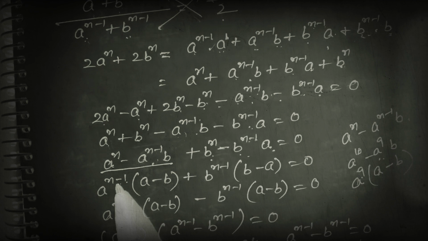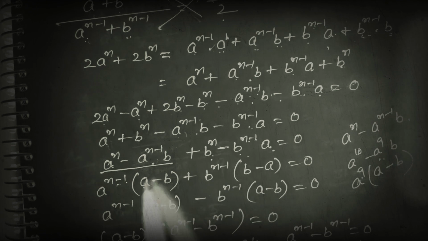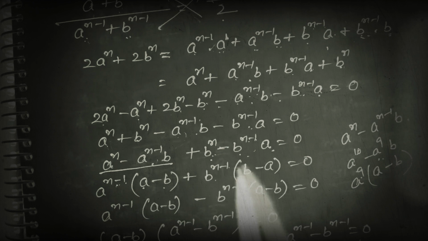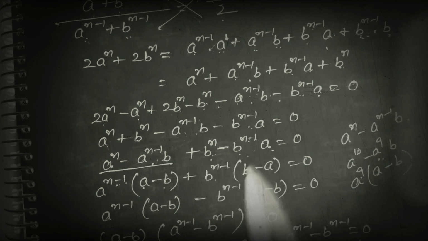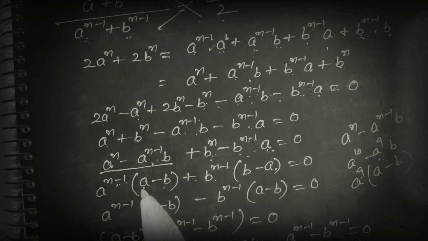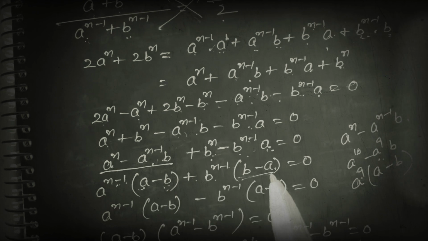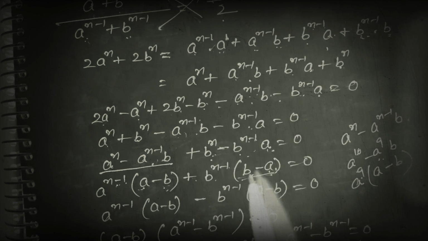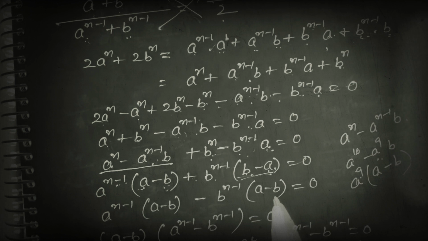n में से n minus 1 बाहर आ गई तो क्या बचेगी अंदर? a minus b. Same here, we will take b raised to power n minus 1 common. What will be left here? b minus a. Then we will take minus common from here because it is b minus a; if we take minus common, it will also be a minus b. Minus common लेंगे तो ये plus हो जाएगा, ये क्या आएगा? Minus. So a minus b.